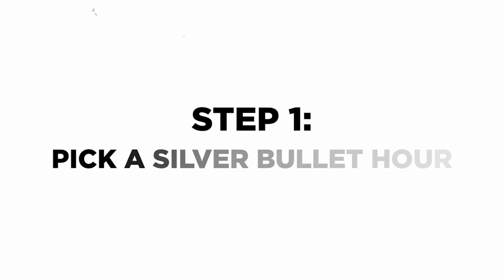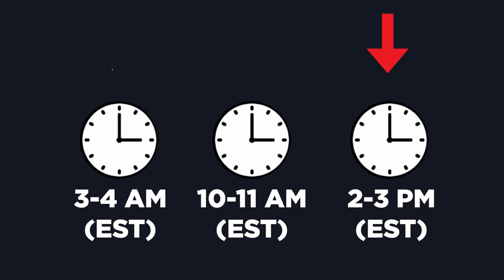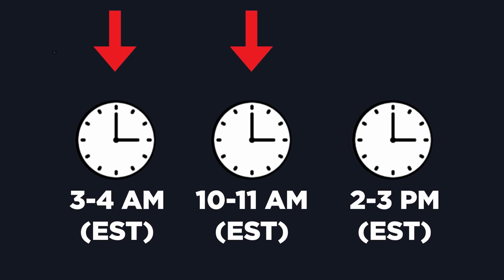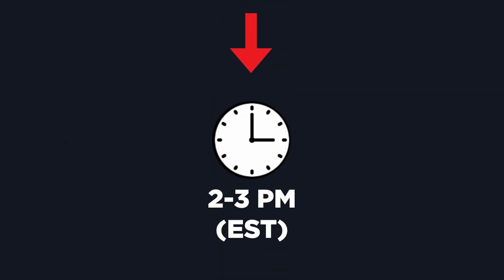Step 1. Pick a silver bullet hour that works for your time zone. The timing that you choose depends on your lifestyle and where you live. I personally use the London and the New York AM silver bullet hours to trade. For those of you in the US who can't wake up in the middle of the night to trade, stick to the New York PM session.